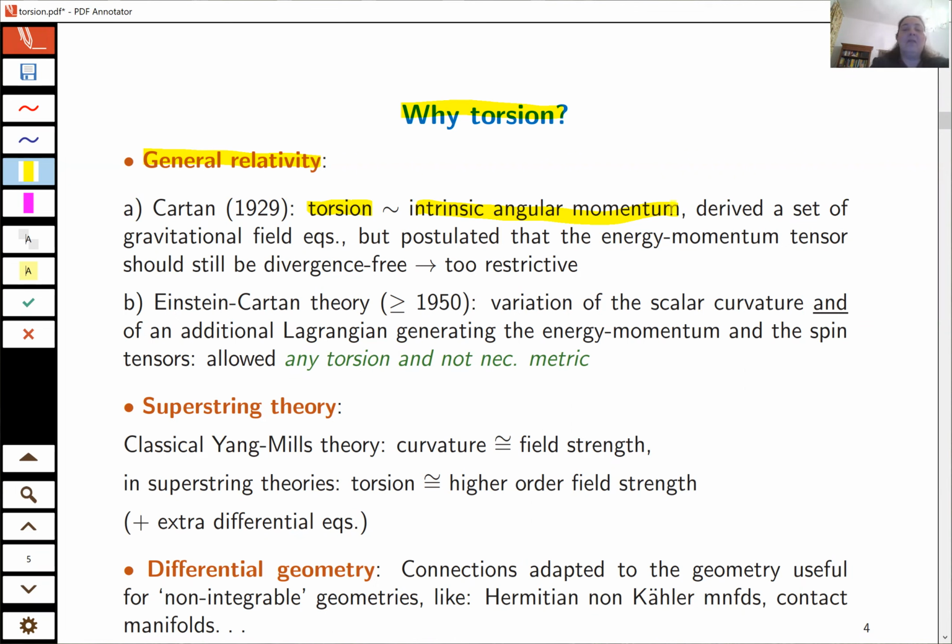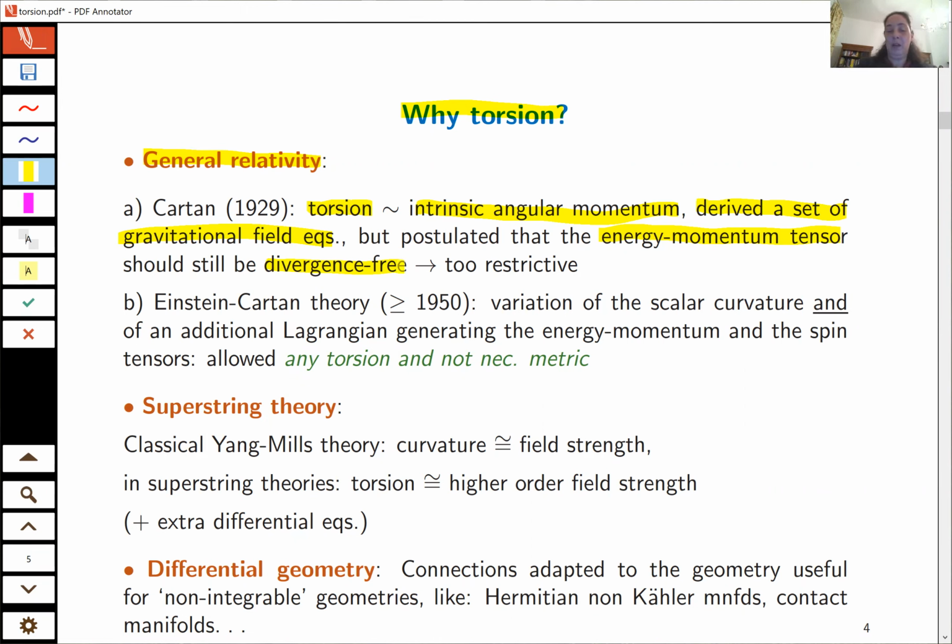And so there were some tries. Okay, so general relativity. Cartan described just from mathematical principles what alternative gravitational field equations one could have, but postulated in this context that the main restriction of general relativity, namely that the energy momentum tensor be a divergence-free tensor, should still hold. And then it turned out quickly that with this theory, there was nothing to be gained.